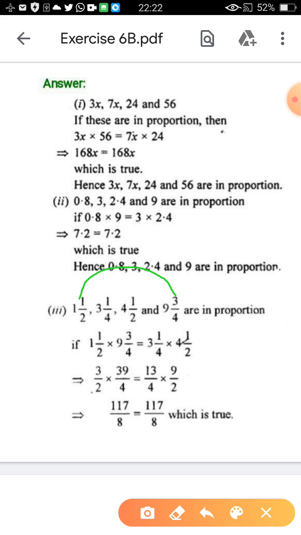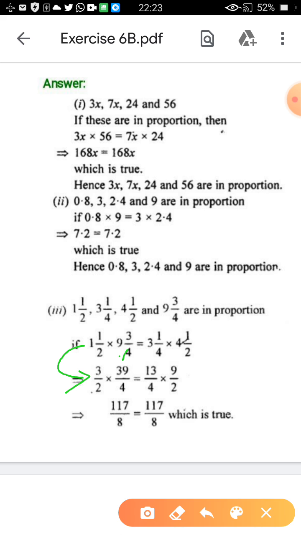This is equal to the multiplication of the mean terms: 3 integer 1 upon 4 into 4 integer 1 upon 2. Then convert them. I have converted 1 integer 1 upon 2 into 3 upon 2, because 2 ones are 2, 2 plus 1 is 3, so 3 upon 2. You have studied this conversion in the 5th and 6th class. Then 9 integer 3 upon 4: 9 fours are 36, plus 3 is 39.